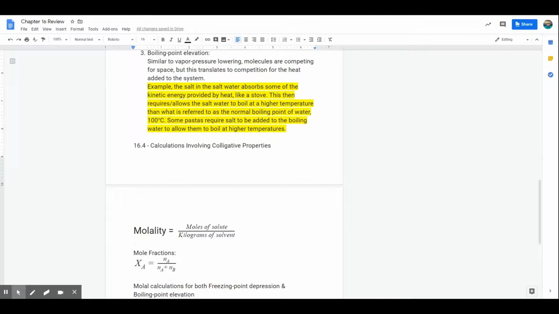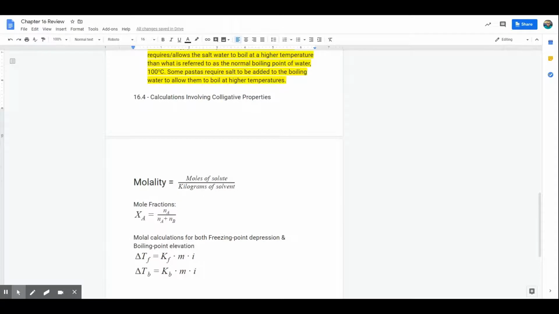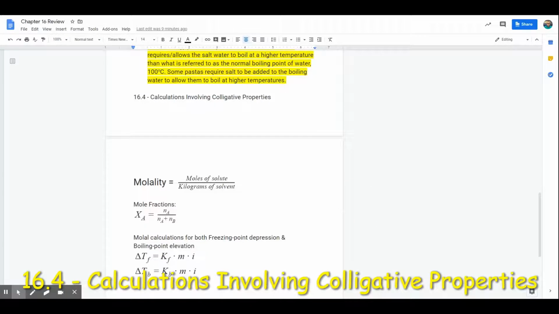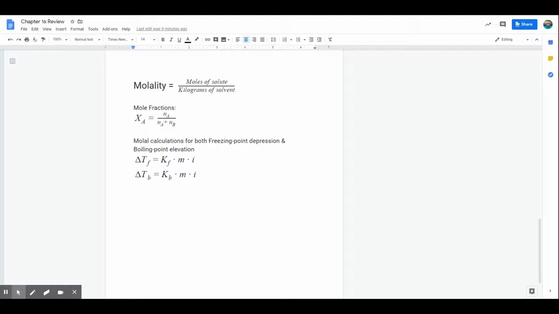In the next section, 16.4, we're going to use these three colligative properties, and specifically two of them, to help solve some equations and get some actual values. All right, in 16.4, we covered the topic of molality and then did some calculations on how to find the amount of solution that we need, and the amount of moles of a solute that we need to put in a solution to lower the freezing point, which would be right here, delta TF, and then to increase the boiling point, delta TB.